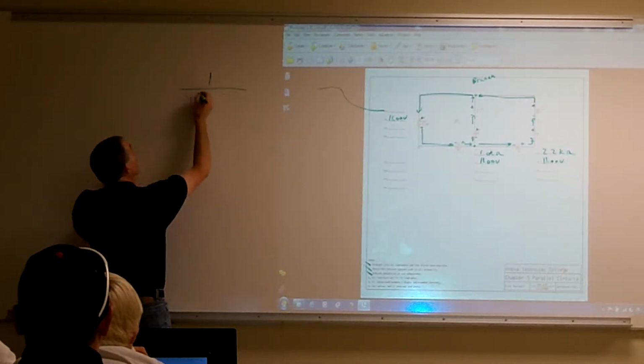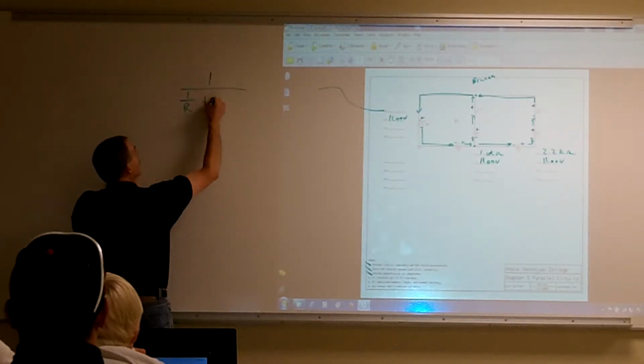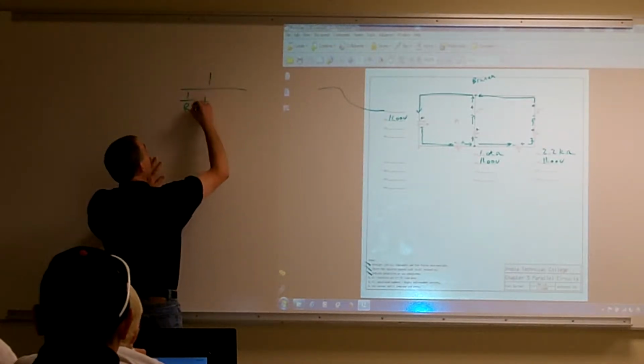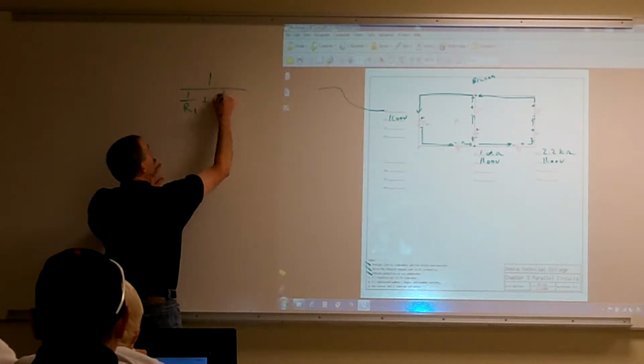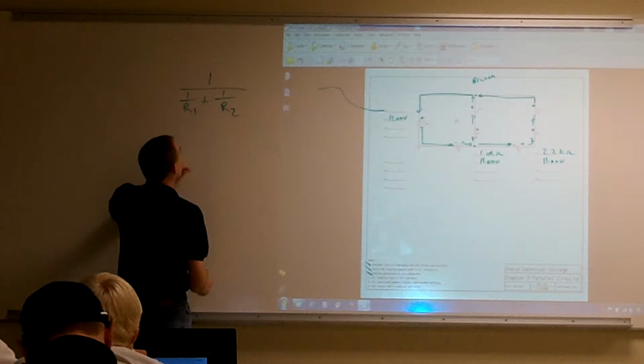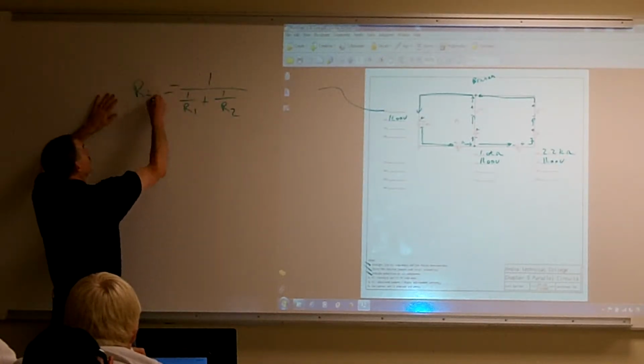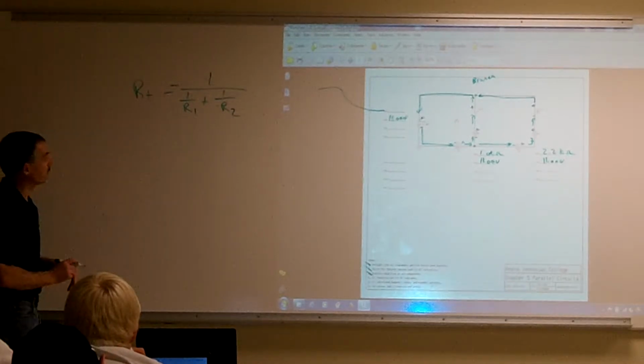1 over. Good. That's the one I was hoping that you could say. So this is the one that we're going to stick with. So it's 1 over R1 plus 1 over R2, and then we're going to do the inverse of that. And that'll give us our total resistance. Okay?